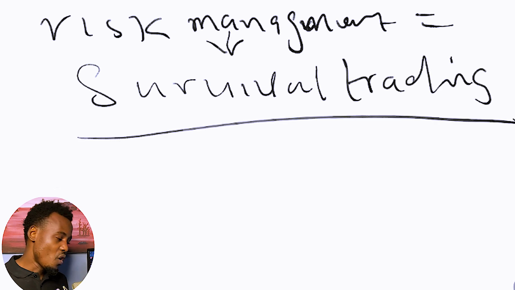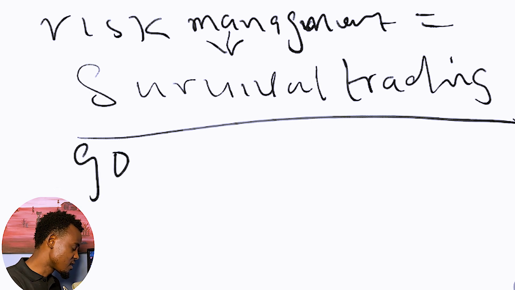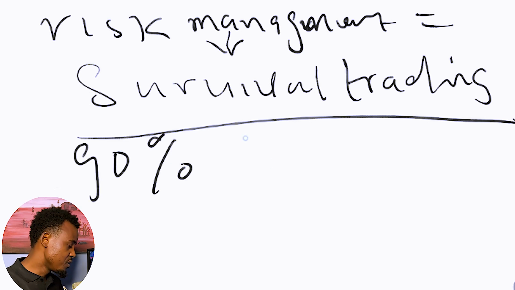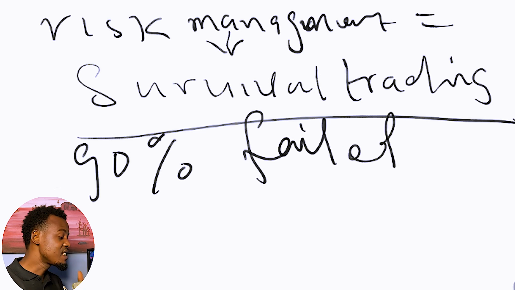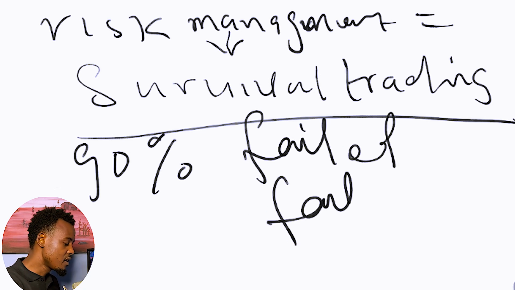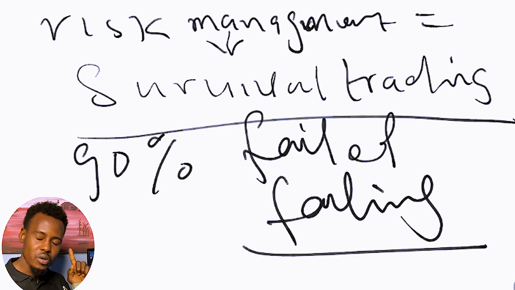So 90% of traders fail in the Forex market. Why? Because of poor risk management. 90% of traders have failed and are still failing because of one thing: poor risk management. So let's talk about that.